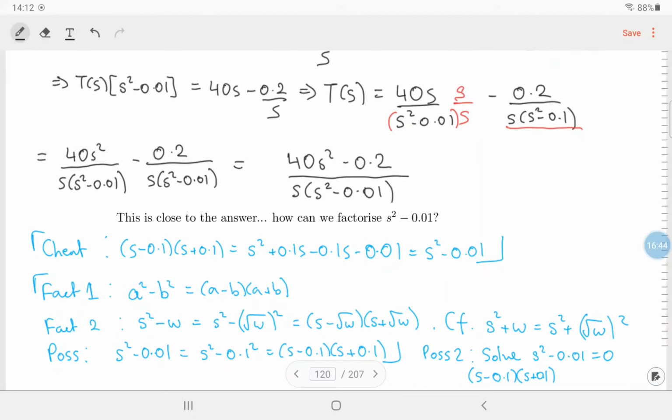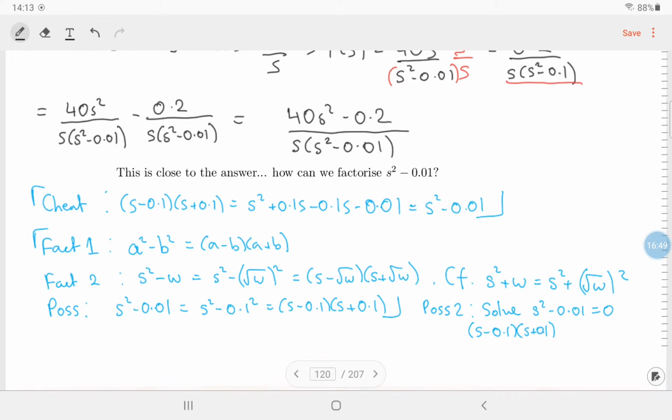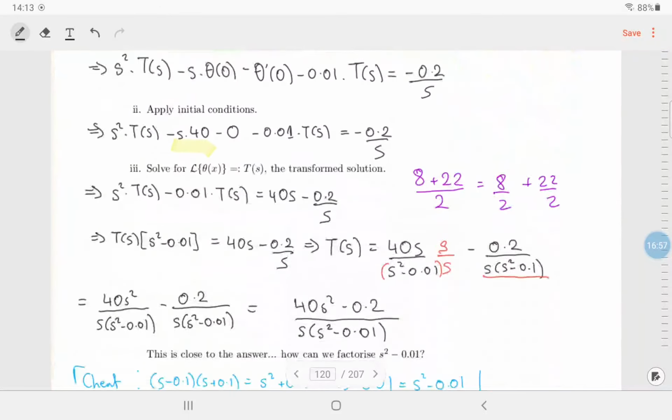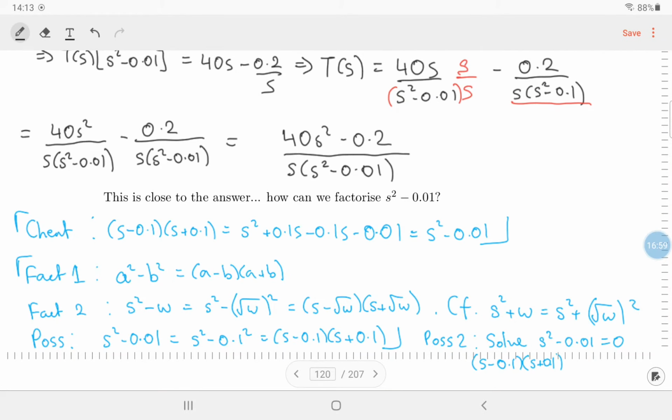So what we have to do is factorize the s squared minus 0.01. Now, there are loads of different ways of doing this. A cheat is to look at the answer and multiply out the bottom, the s minus 0.1 by s plus 0.1. If you do that, you'll see that the product in the answer is the same as s squared minus 0.01. So the left is equal to the right is equal to the left, so that's a cheat.